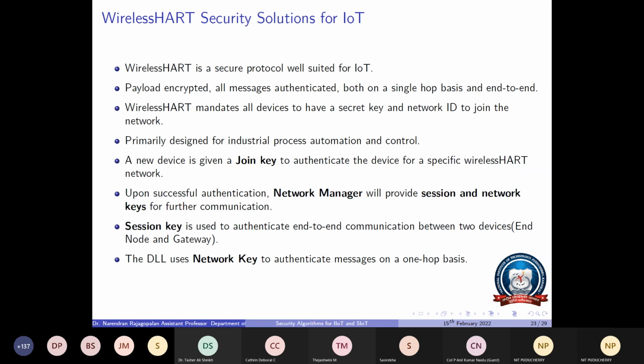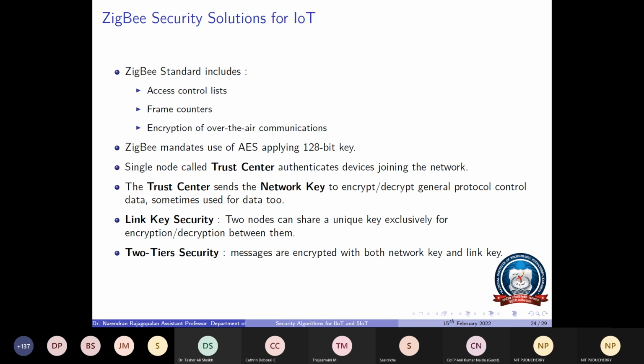Between Zigbee and WirelessHART, in terms of the security aspect, WirelessHART is considered to be superior to the security options or facilities provided in Zigbee.